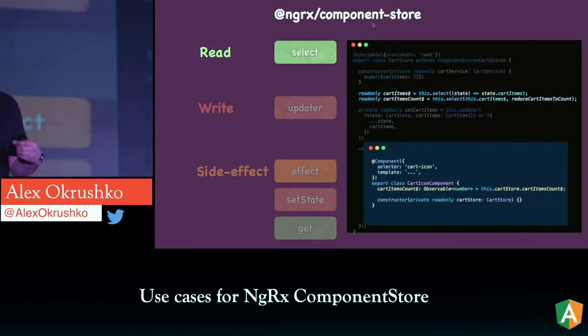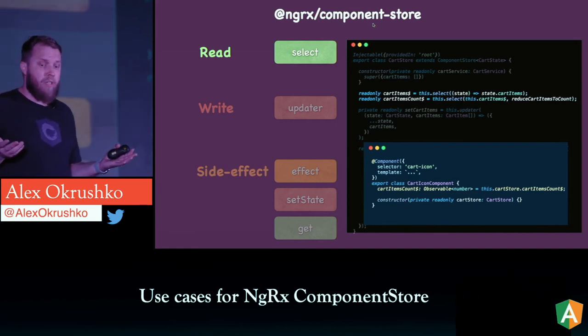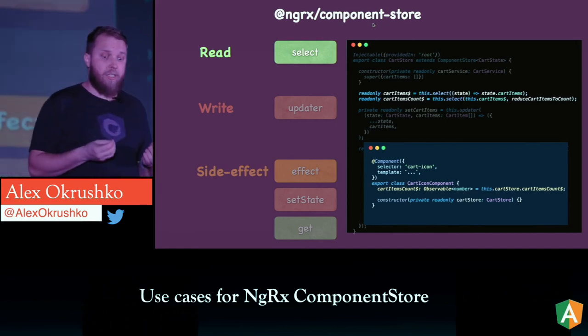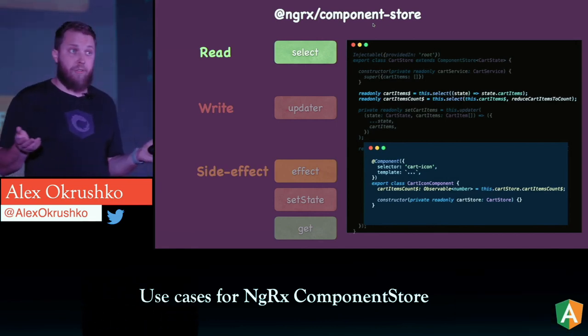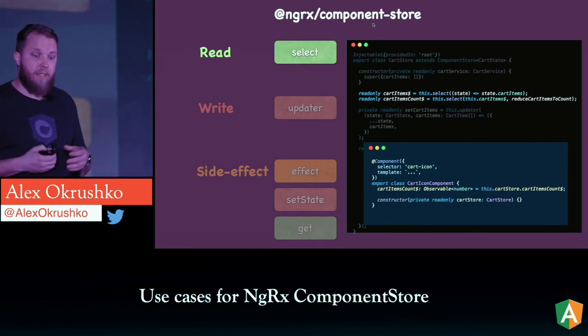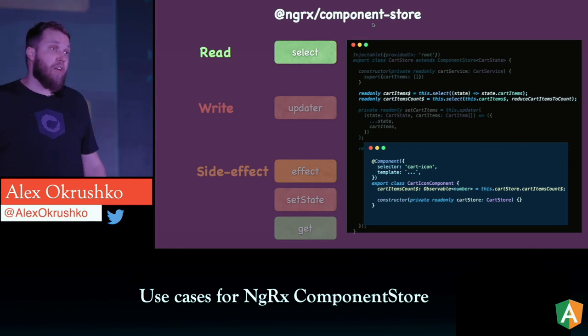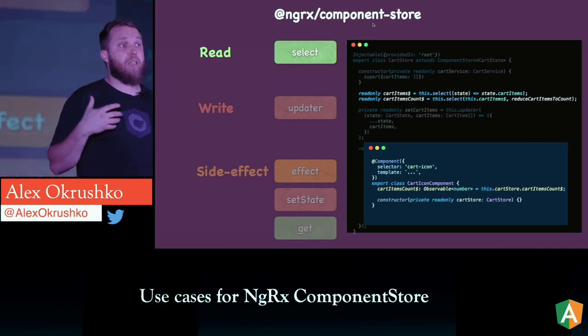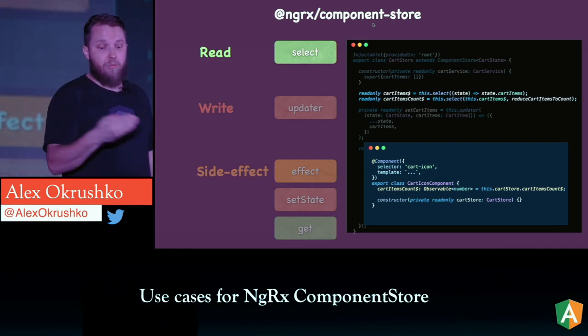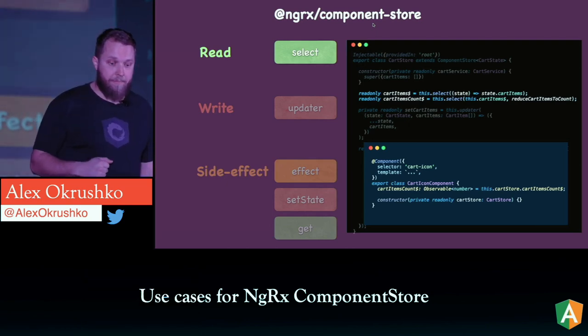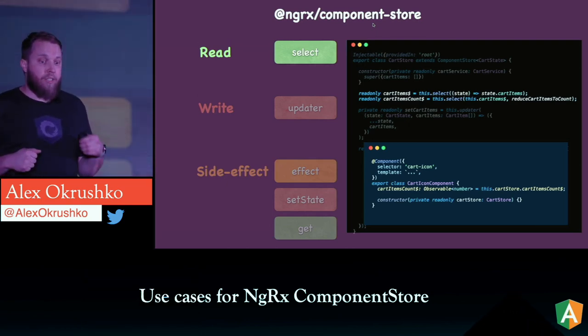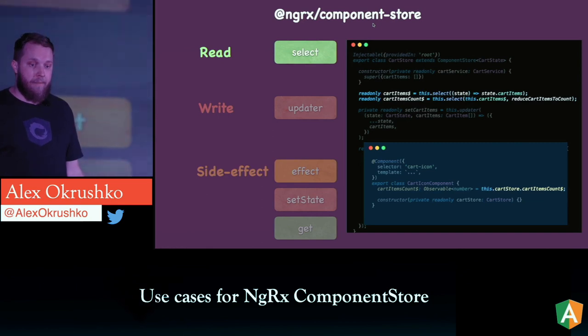So how would we use it in our component? Well, you can inject cart store as a regular service, and then this cart store dot cart items count would be your final value that you'll be consuming as a consumer of this component store. All right, so this is how we would read the data.